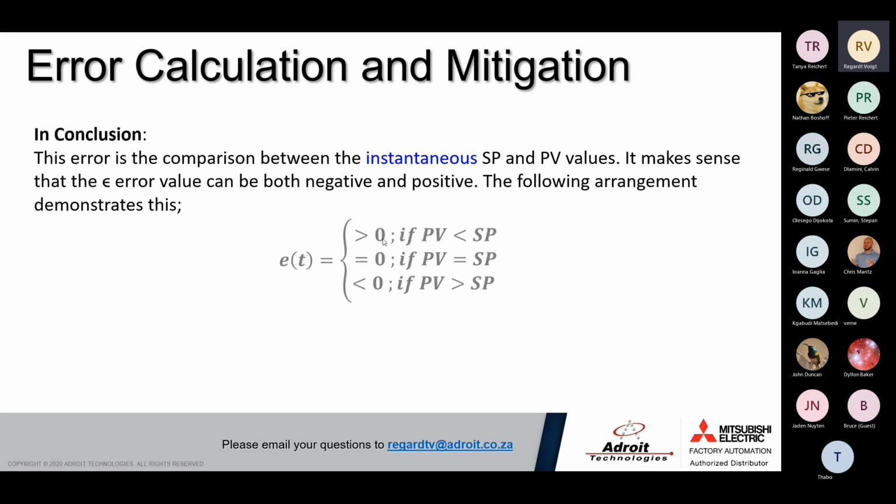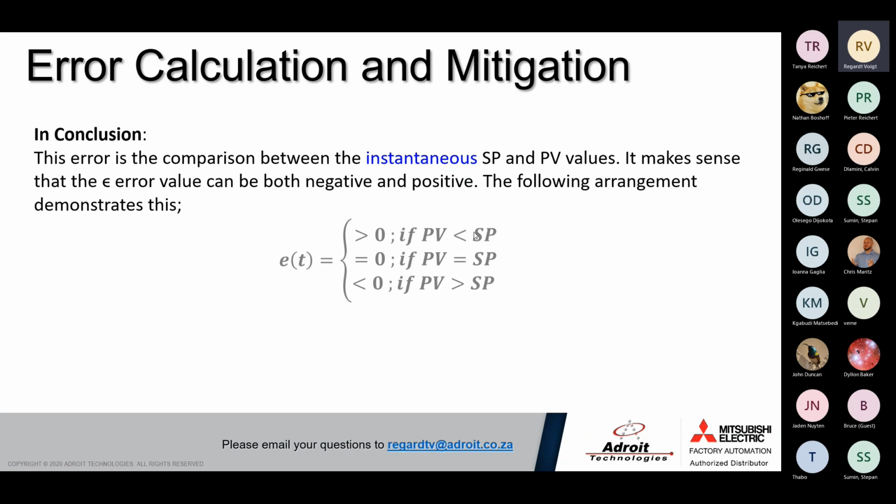if the error is larger than 0, then it means your set point is larger than the process variable. If the error is 0, that means that your set point and your process variable are equal, which means your objective is achieved. And then obviously, if your process variable is larger than the set point, then your error will be smaller than 0. So which means the error can be negative and positive. That is a takeaway here.